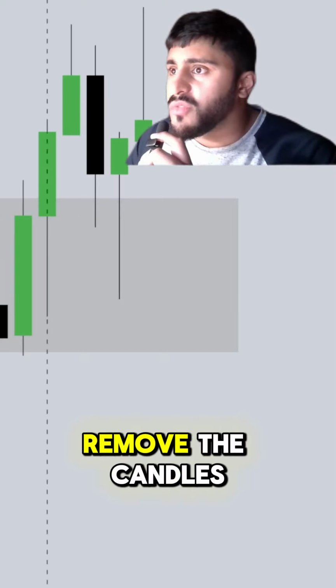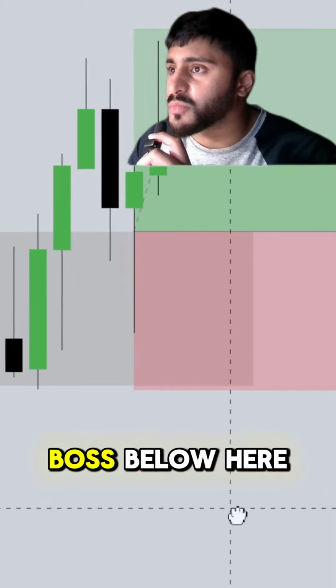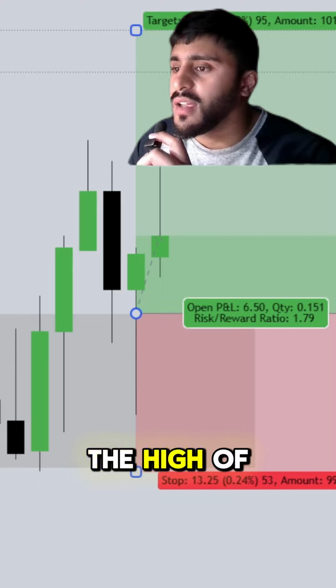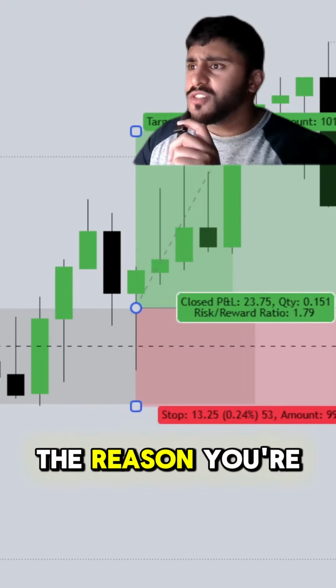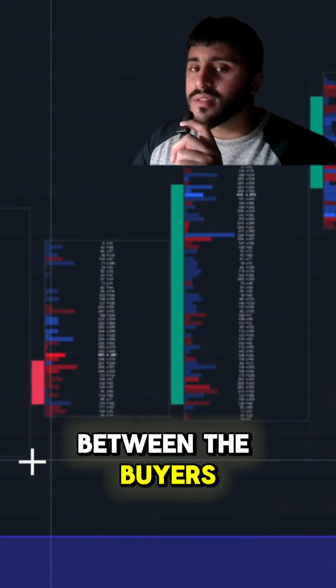So when we just remove the candles from here, we can begin to understand that this is a strong rejection, and we can have our stop loss below here. And we're simply looking to target the high of the 10 a.m. candle. So the reason you're able to catch trades like this is because you need to understand exactly what is going on between the buyers and the sellers.